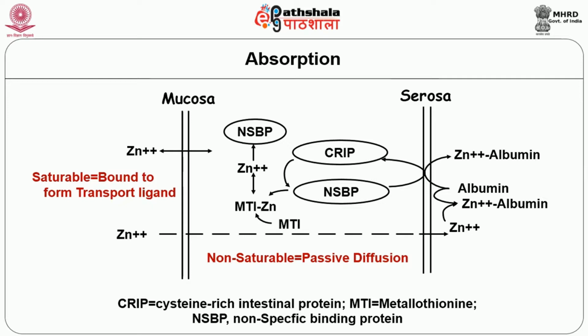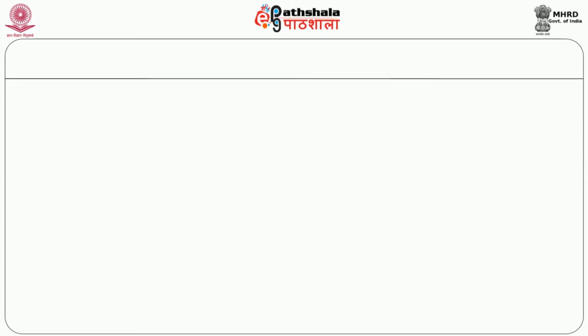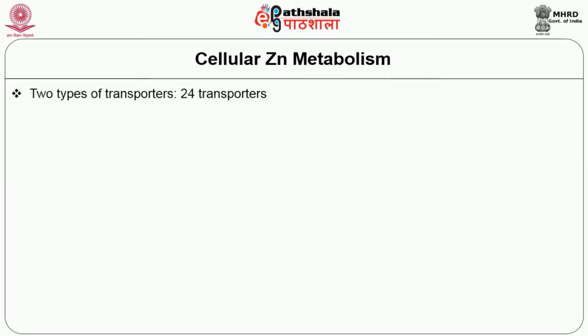You can see it is, as I said earlier, a very, very tightly controlled mechanism that makes zinc a very important metal, and also non-toxic because of the tight mechanism of absorption and transport into the cell and out of the cell. There are two types of transporters, and a total of 24 transporters are involved in the cellular metabolism of zinc.